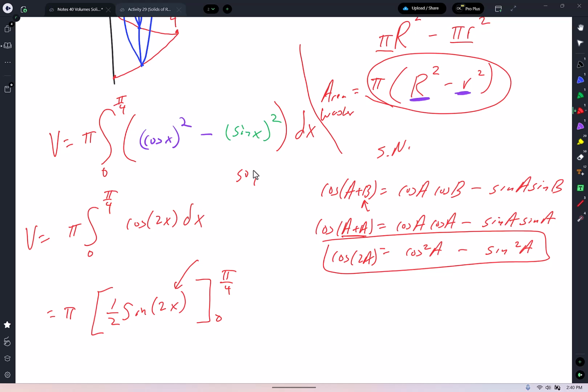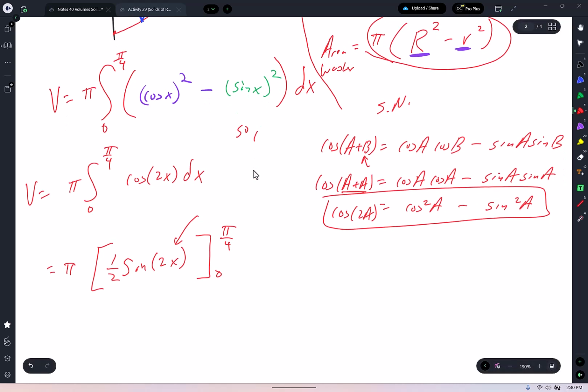Some of you are still leaving the half when you're doing evaluate upper minus lower, which is fine, guys, but you're making life harder for yourself. Make life easier. Both terms are going to have that half, so just factor out the half. If you want to leave the half, go ahead, but make life easier for yourself.